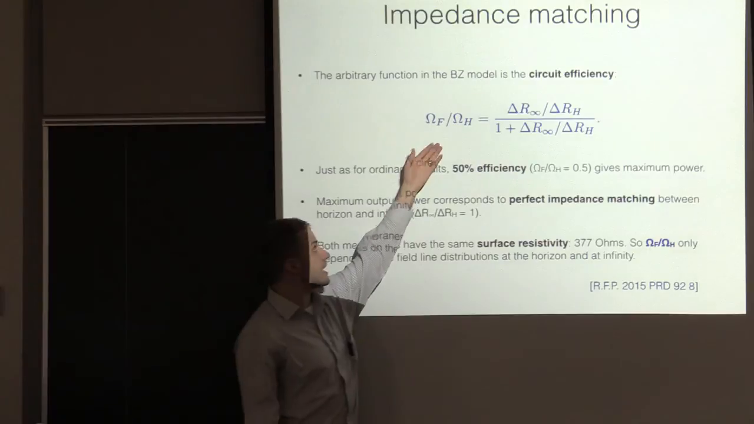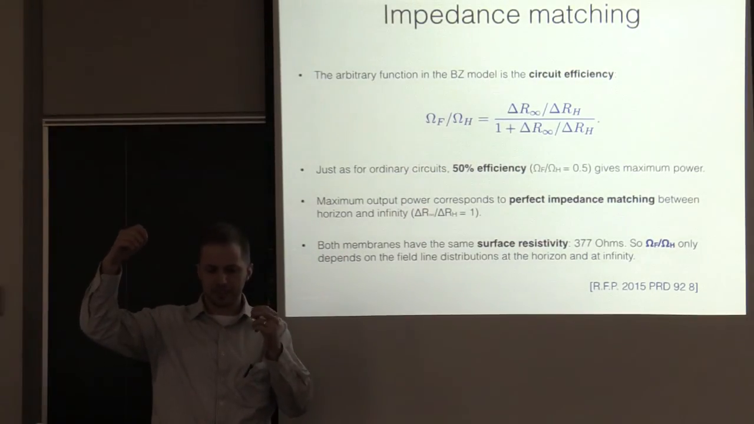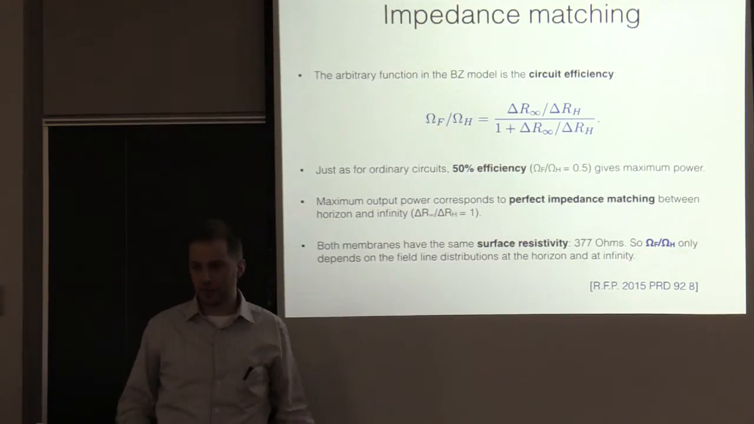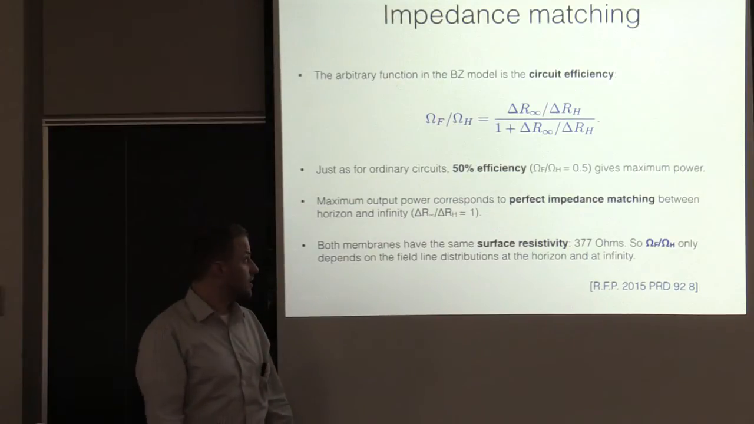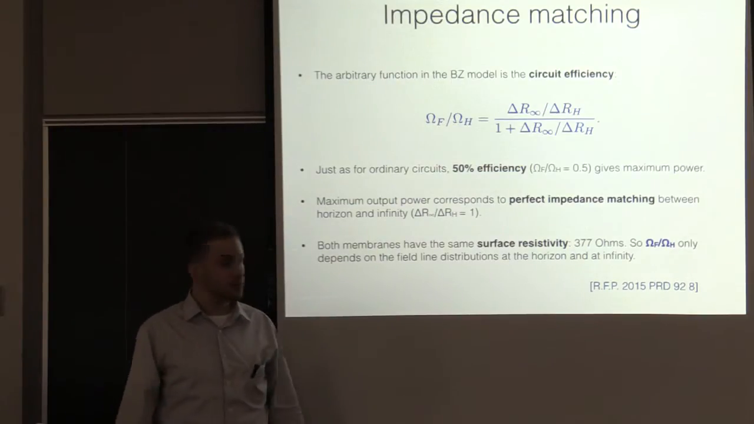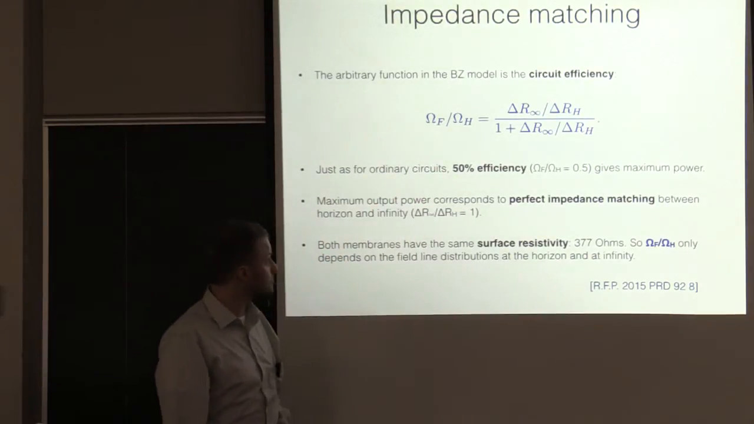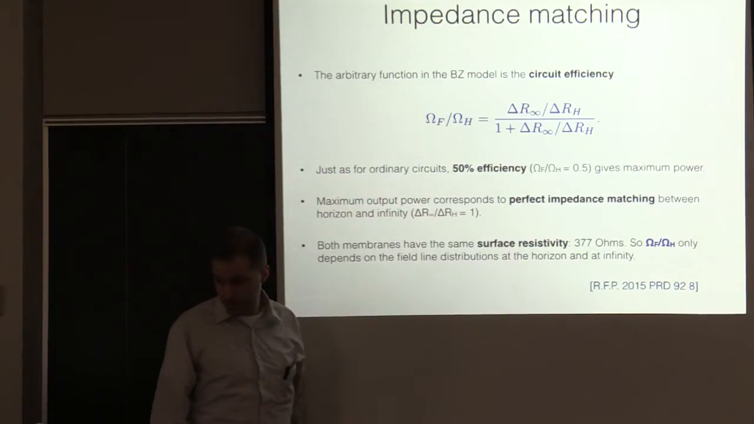So the problem of why this is always a half becomes: why is there always basically near perfect impedance matching between horizon and load? But that's just because they both have the same resistance of 377 ohms. If that was the whole story, then this thing would always be exactly a half. It can differ from a half by a little bit.